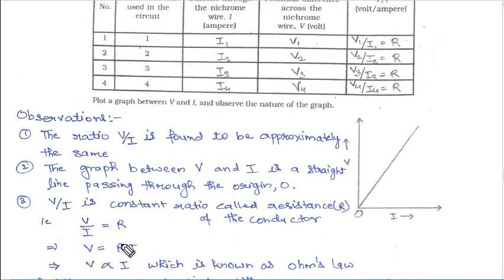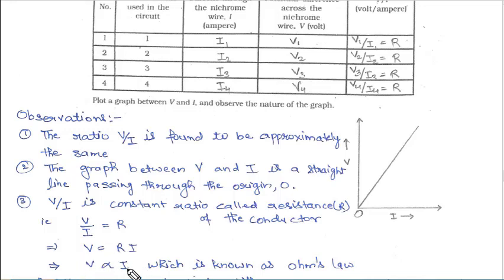Now if I take this R as a constant, because we are using a fixed wire, we are not changing that wire, so that means the resistance of that wire is fixed, it is constant. So that means V is directly proportional to I. That means if I increase the voltage, current will increase, and if I decrease the voltage, current will decrease.